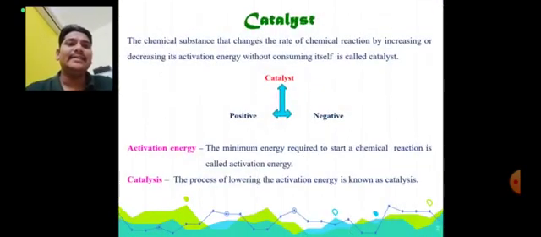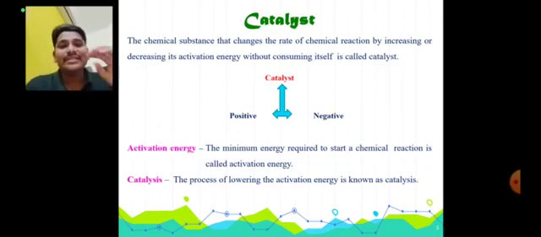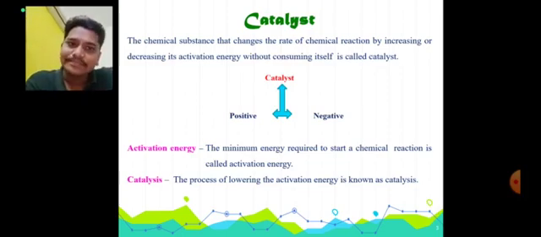These are the contents. First of all, what is the meaning of catalyst? A catalyst is a chemical substance which increases the rate of reaction and decreases the activation energy. Here the definition contains a chemical substance which increases the rate of reaction. That means a substance that increases the rate of reaction but lowers the activation energy. Such types of substances are known as a catalyst.